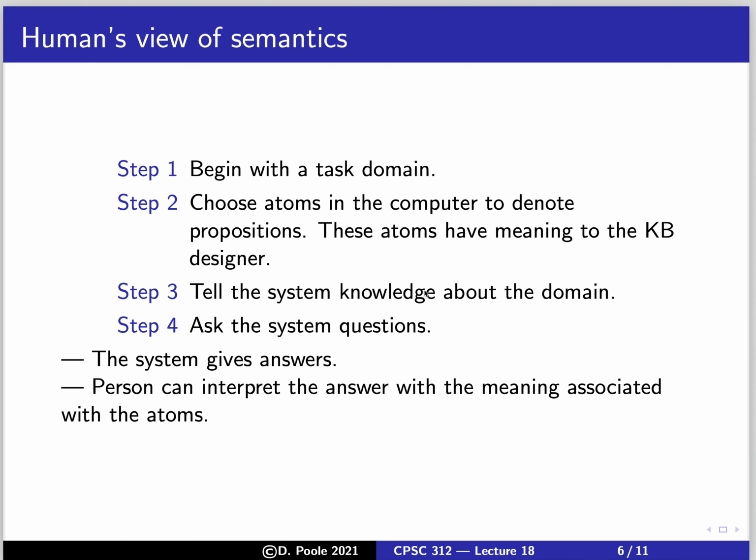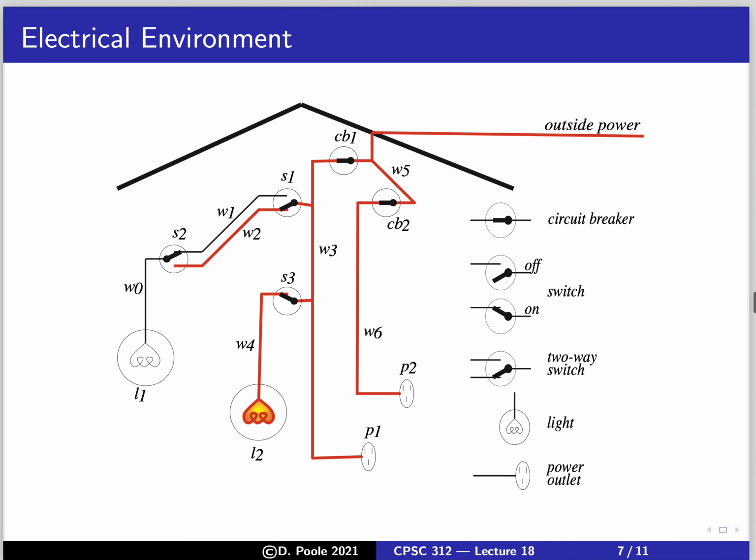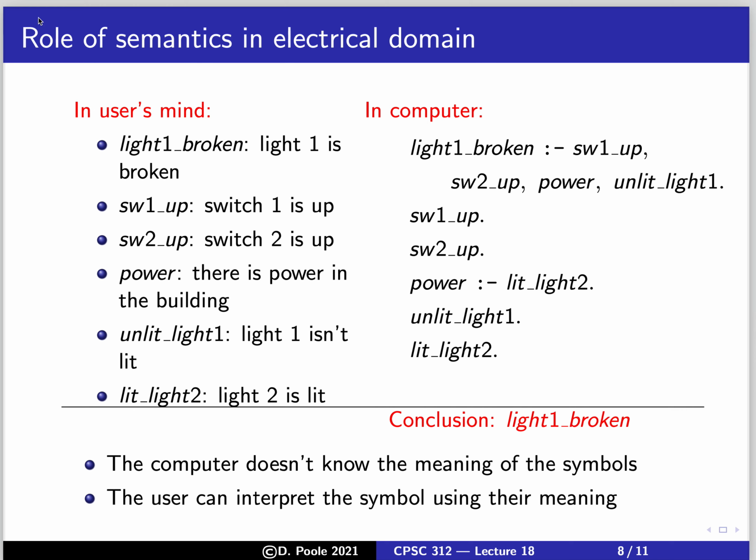I'm going to tell the system knowledge about the domain. I'm going to ask the system questions, and the system's going to give answers. I'm going to interpret the answers with the meaning associated with the atom. So now I ask, is light L1 lit? Is lit L1 true? I know what that means, and so it's going to ask me a question about the domain. So I'm going to think about the domain. Here's the switch again, so I can ask, is lit L1? And it might say no. If I change the domain so that S2 is down, then it might say yes. If I ask, is lit L1 true, it's going to say yes, because it follows from its knowledge.